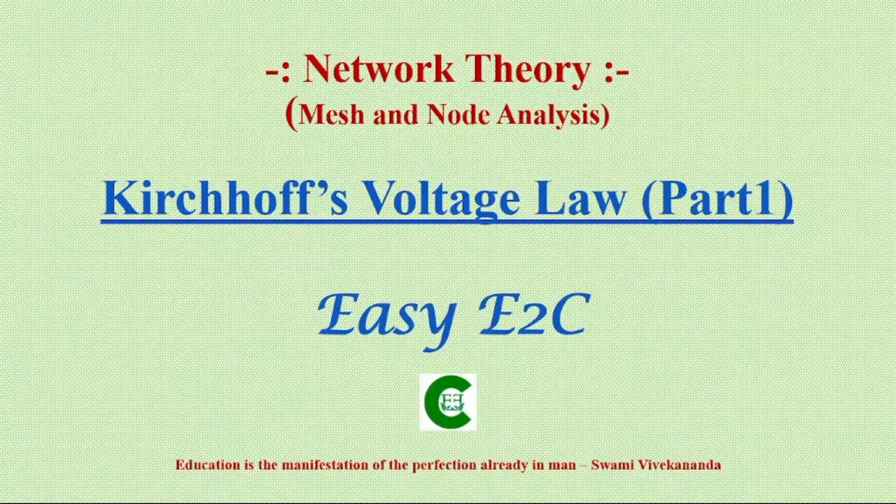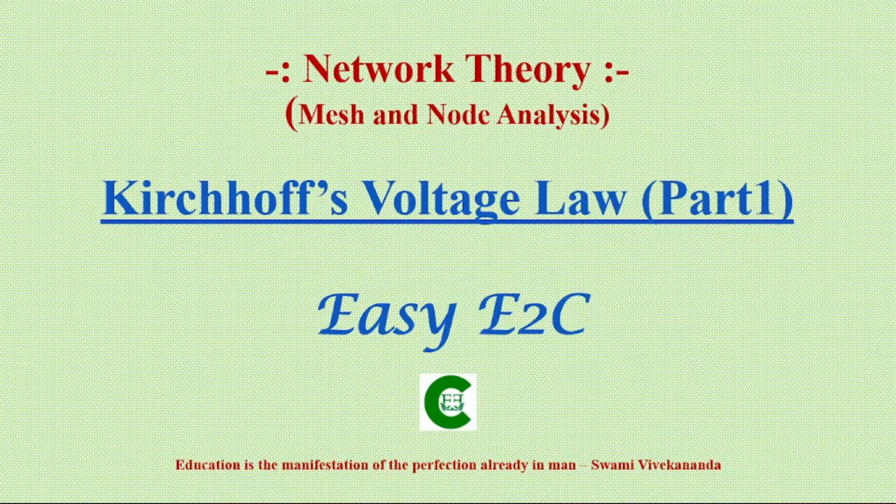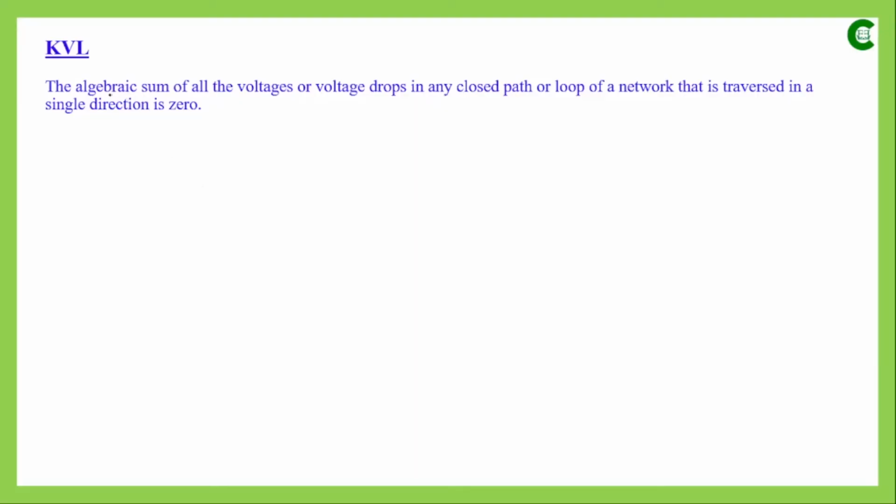Now, I will cover this law in two classes. I will discuss how to apply this law, and we will be solving numericals based on that law. So today's class is the first class on KVL. It says that the algebraic sum of all the voltages or voltage drops in any closed path or loop of a network that is traversed in a single direction is 0.